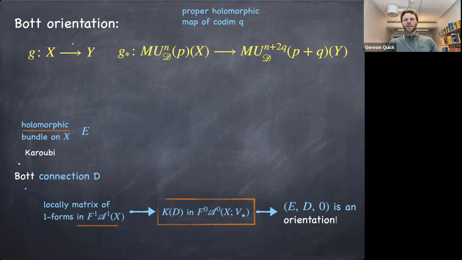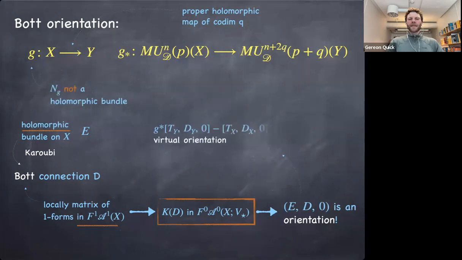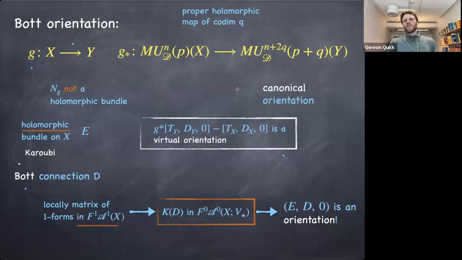And I know that all this notation now maybe doesn't yet make very much sense. So let me just say then that we can use this information that even though the normal bundle of G is in general not holomorphic, we can nevertheless, because we define orientation actually as a class in a certain K-theory group, think of it as a virtual orientation, and then use this trick in order to get a canonical choice for an orientation. So actually our push forward doesn't depend on the choice of an orientation. That's what I'm trying to say.